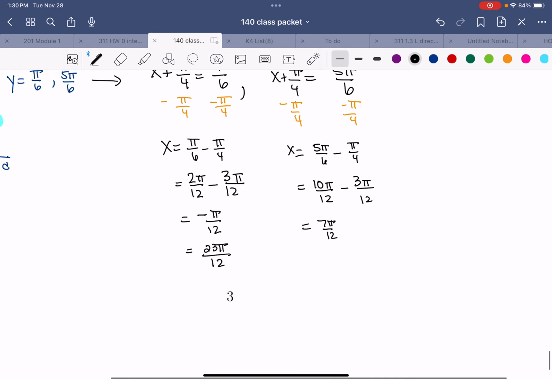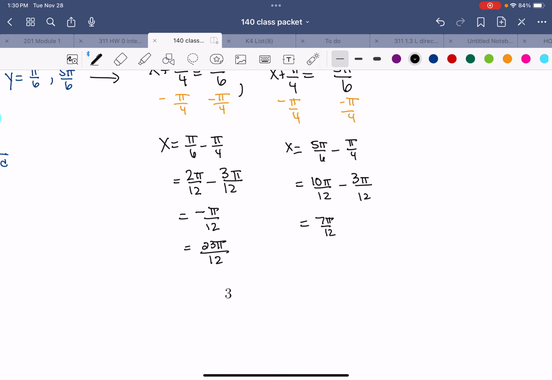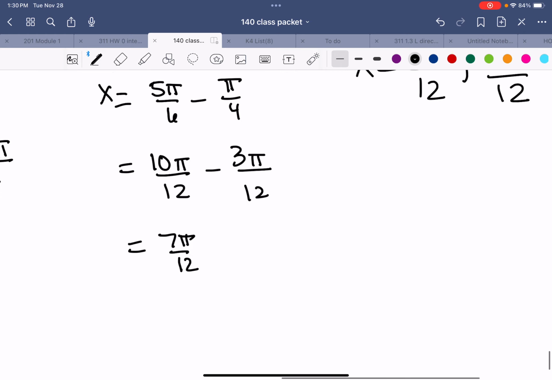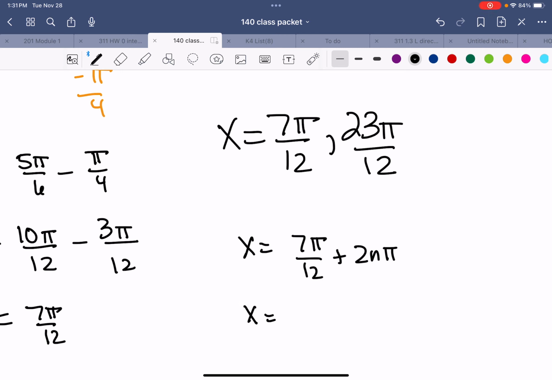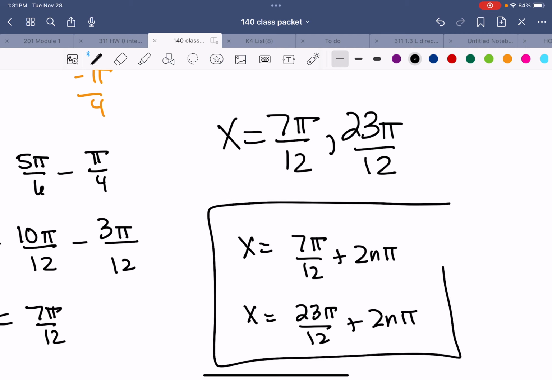Okay, so then I have two solutions here. So x is equal to 7 pi over 12 and 23 pi over 12. Okay, now if I wanted that in general, then you're just going to add your 2n pi onto that. So x equals 7 pi over 12 plus 2n pi. x equals 23 pi over 12 plus 2n pi to compensate for our coterminal angles.